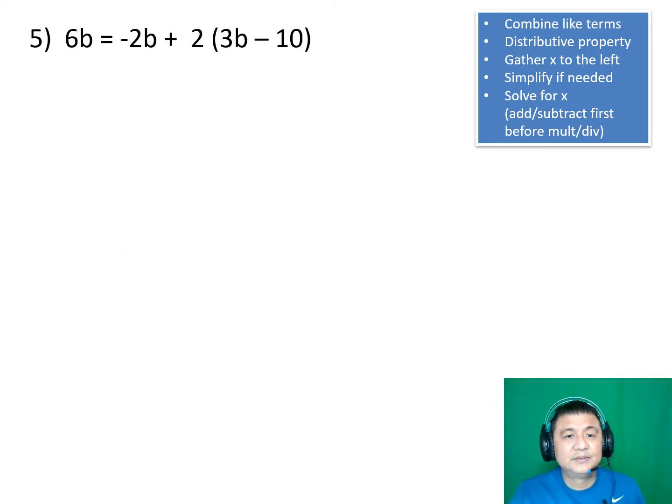Last, look at this. Are there terms that I can combine? Can I combine that b and this b? No, because they're in the parentheses. Okay, so distributive property first. So distribute there and that one.